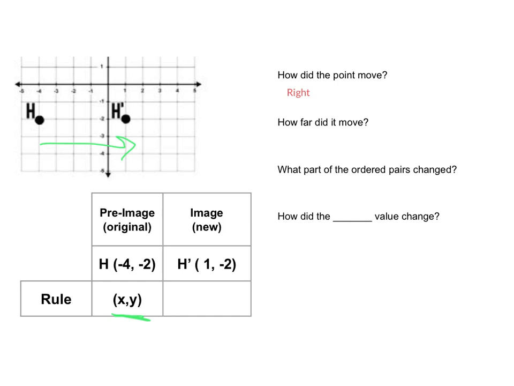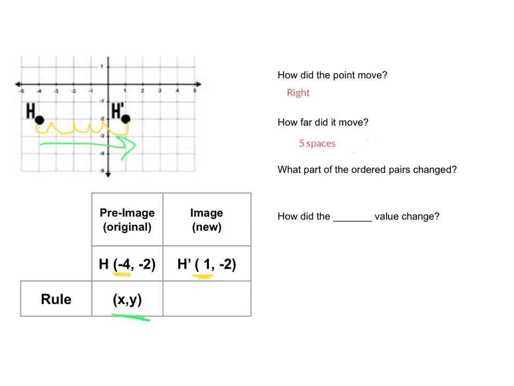Next, I want to look at how far did it go to get from H to H prime. I see that my ordered pairs, I go from -4 to +1, but how far is that? Let's count. 1, 2, 3, 4, 5. So it went 5 spaces to the right.